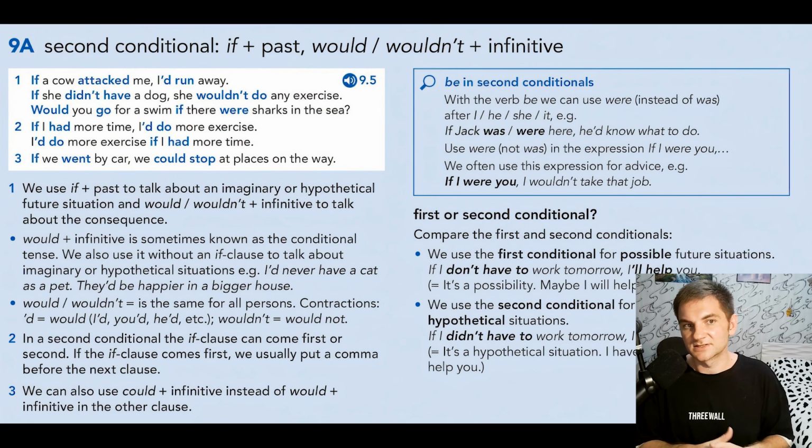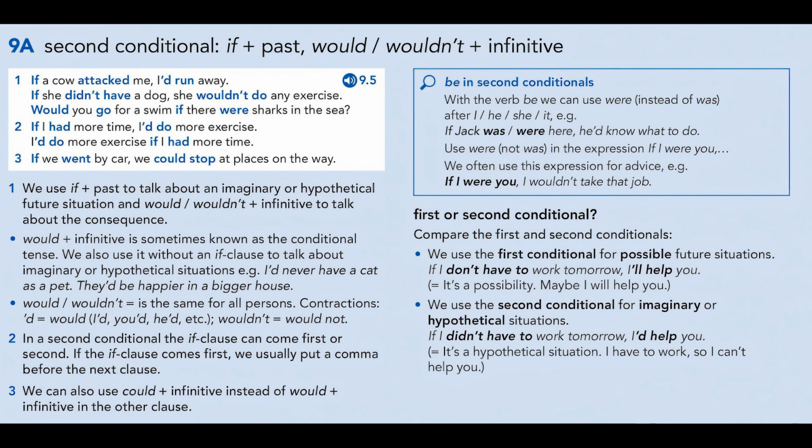First or second conditional. Compare the first and second conditionals. We use the first conditional for possible future situations. If I don't have to work tomorrow, I'll help you. It's a possibility. Maybe I will help you. We use the second conditional for imaginary or hypothetical situations. If I didn't have to work tomorrow, I'd help you. It's a hypothetical situation. I have to work, so I can't help you. So it's just like making an excuse.